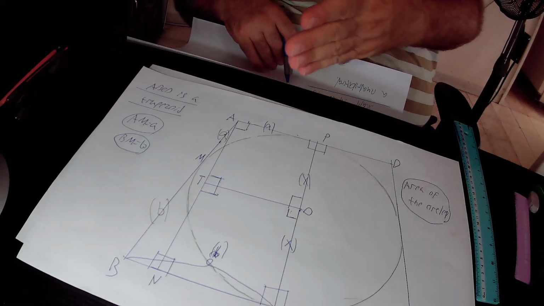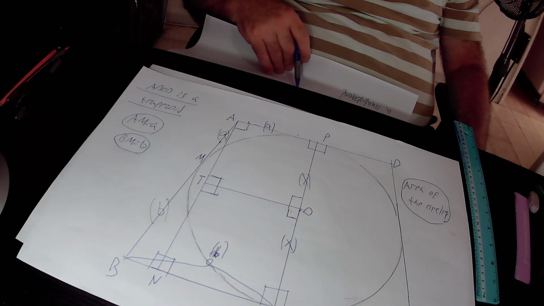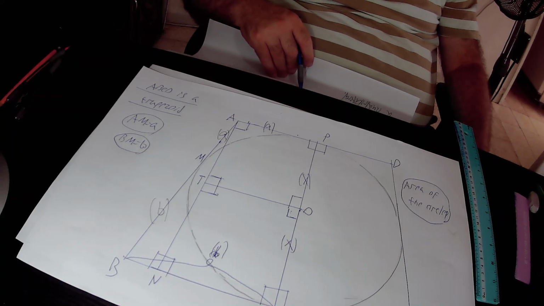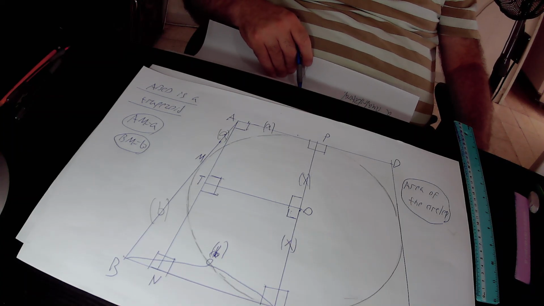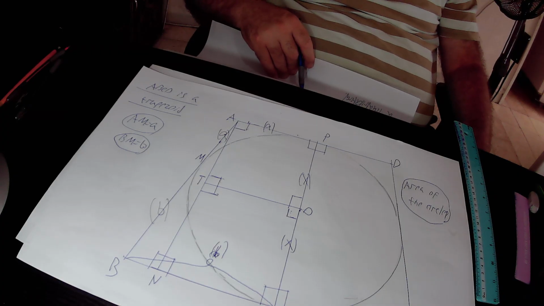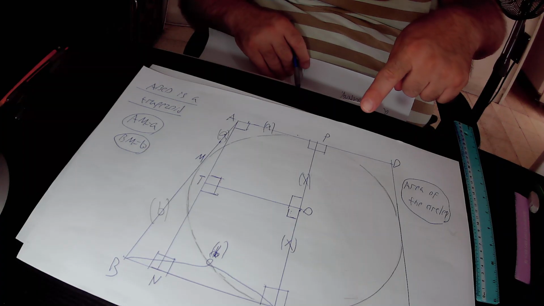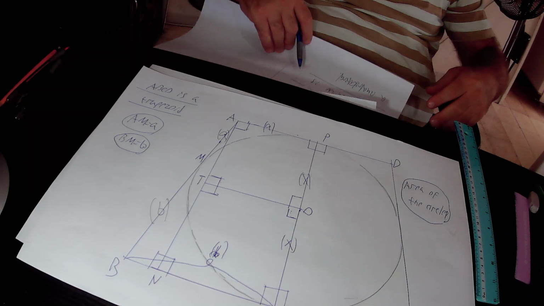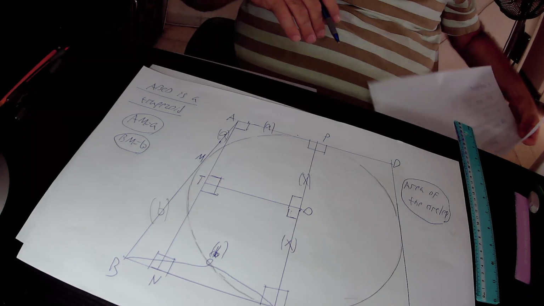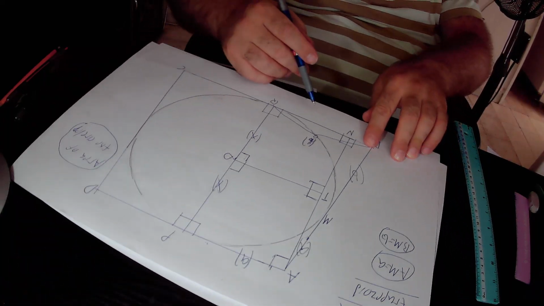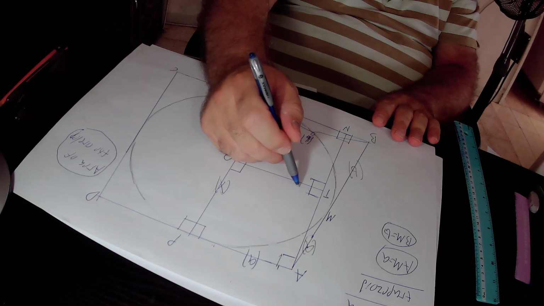Quadrilateral APQN consists of 4 right angles, and we know that according to rule 5, any quadrilateral that has 4 right angles must be a rectangle if not a square. So we know this quadrilateral APQN is a rectangle because it has 4 right angles. So write it down: this quadrilateral APQN is a rectangle according to rule 5.